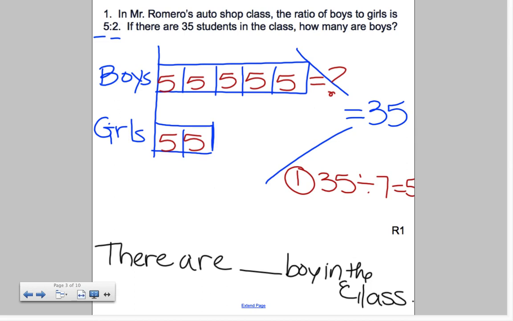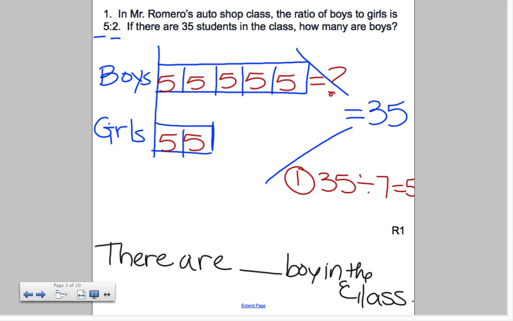What would that be? 25 to 35, or could we just do 5 to 7? Reduced? Could we do girls to total? You see how we can extend this. We don't just have to stop with boys. We can find a lot more than just boys in this problem.